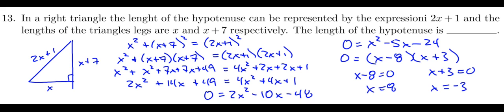Now, between these two answers here, negative 3 doesn't make sense. If you plug negative 3 in, the hypotenuse becomes negative and that bottom leg becomes negative. But if you plug in 8, everything works out here to become a value here, and the hypotenuse in particular is going to become 17. It's going to be 2 times x plus that 1.